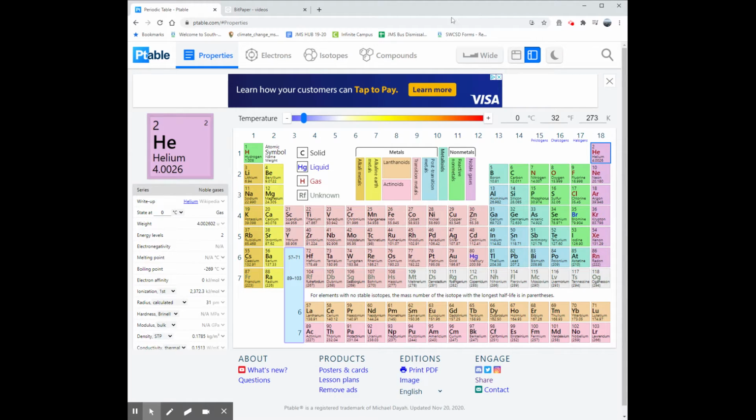All right, here we go. I don't know if I just told you this or not. I've edited this video like 20 times. So if I said groups, that was not correct. Sorry. The rows are called periods. The columns are called groups. So in the first period of the periodic table, there are two elements, right?